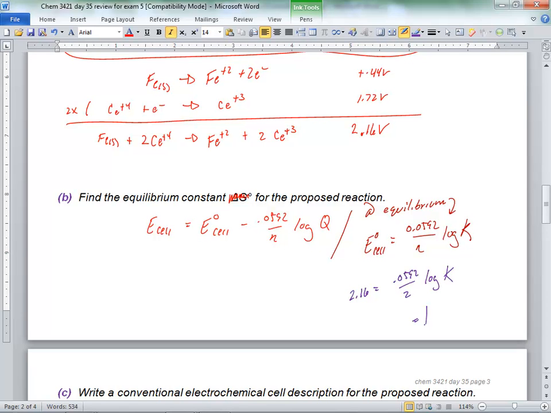It's going to be huge. And it should be huge, right? Because look at that. Potential is tremendous. 2 volts? Okay.